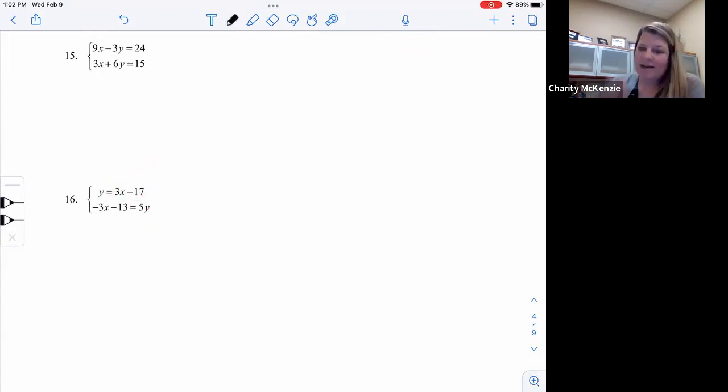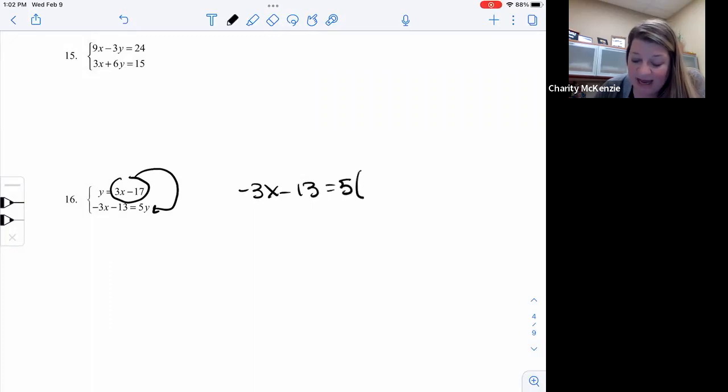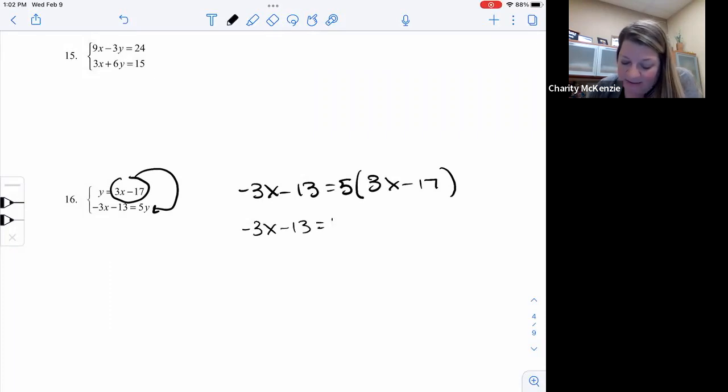And we have only done one substitution, so let's do this one. So we're going to take this and plug it in here. So we'll only write out the bottom one. Negative 3x minus 13 equals 5 times, substitute the y in, 3x minus 17. Okay, and now we need to distribute. So negative 3x minus 13 equals 15x minus, oh, what is 5 times 17? 5 times 17 is 85.